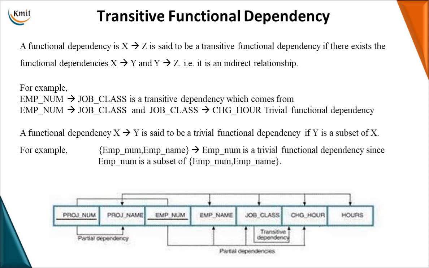the charges per hour for a particular job is dependent only on job class and has nothing to do with employee number. How much you are paid per hour is dependent on the job class, which category of job you are in. Based on that, your hourly charges are decided. So here employee number determines job class and job class determines charges per hour. Hence employee number can tell you what charges per hour he is earning. So this is called transitive functional dependency.